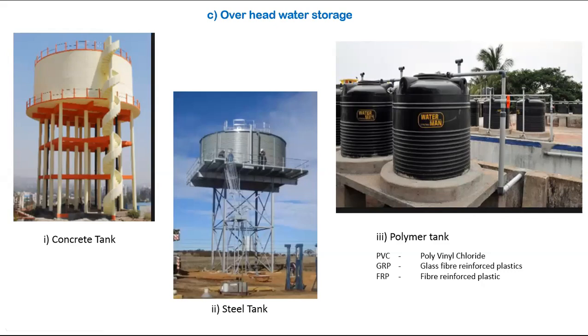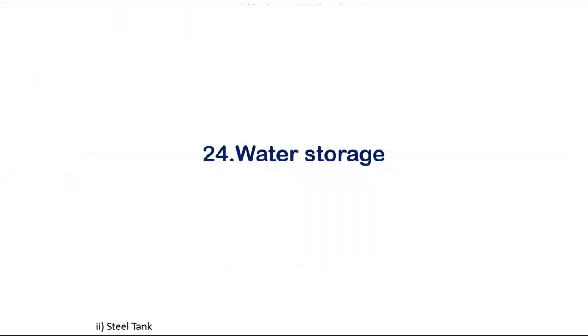Extreme temperature will come, so we are using FRP or GRP material in those countries. In extreme temperature countries, we are using FRP GRP instead of PVC for the above ground and overhead tank. For the below ground, underground tank, we are using concrete. So these are the water storage methods.